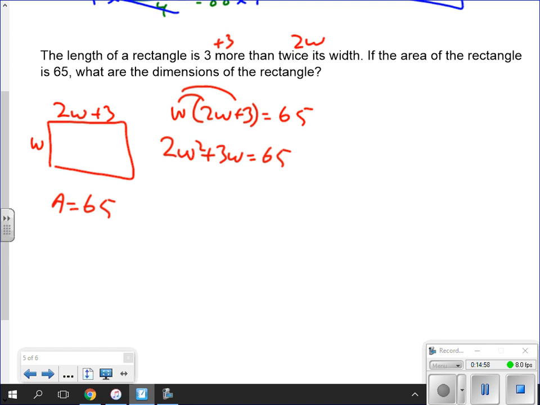So what do I need to do? I subtract 65 from both sides. So I get 2w squared plus 3w minus 65 is equal to 0.